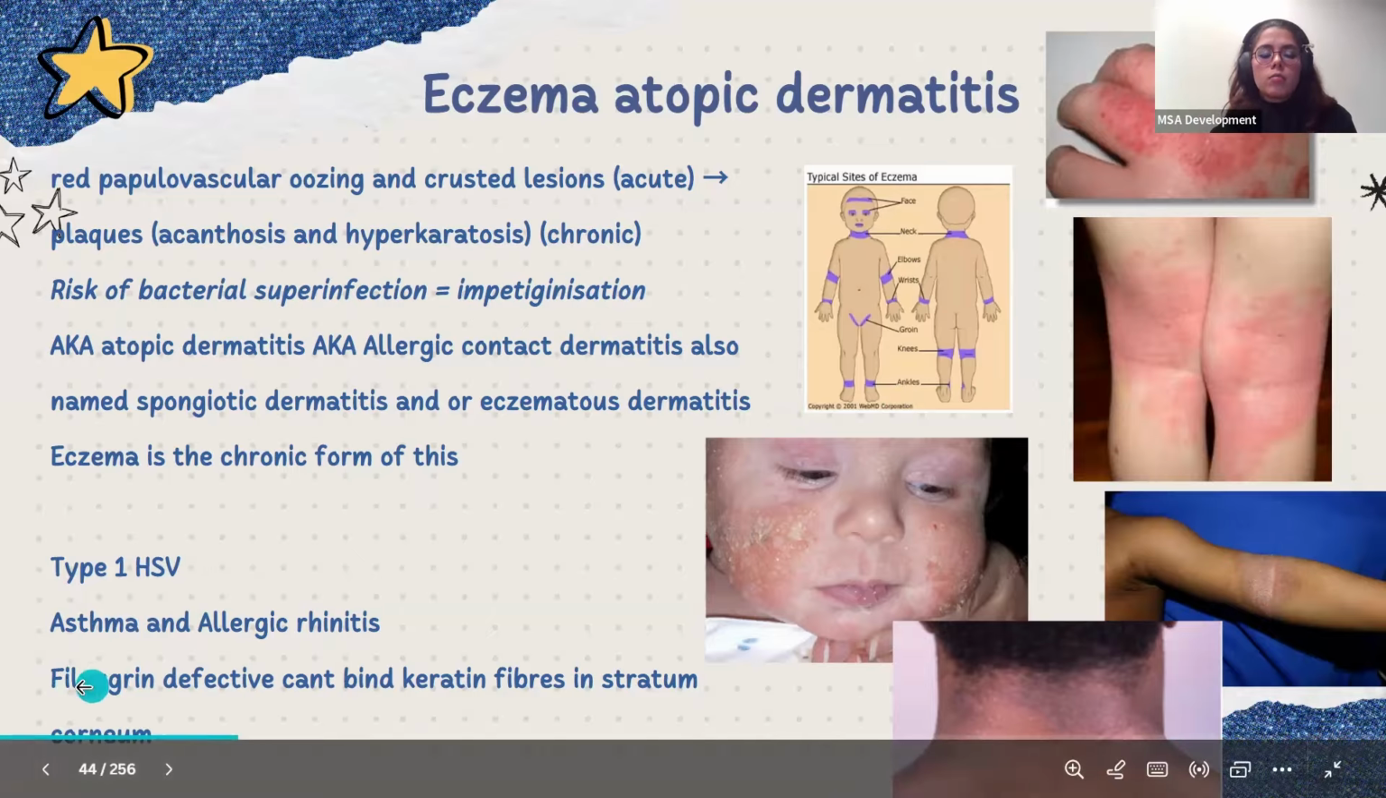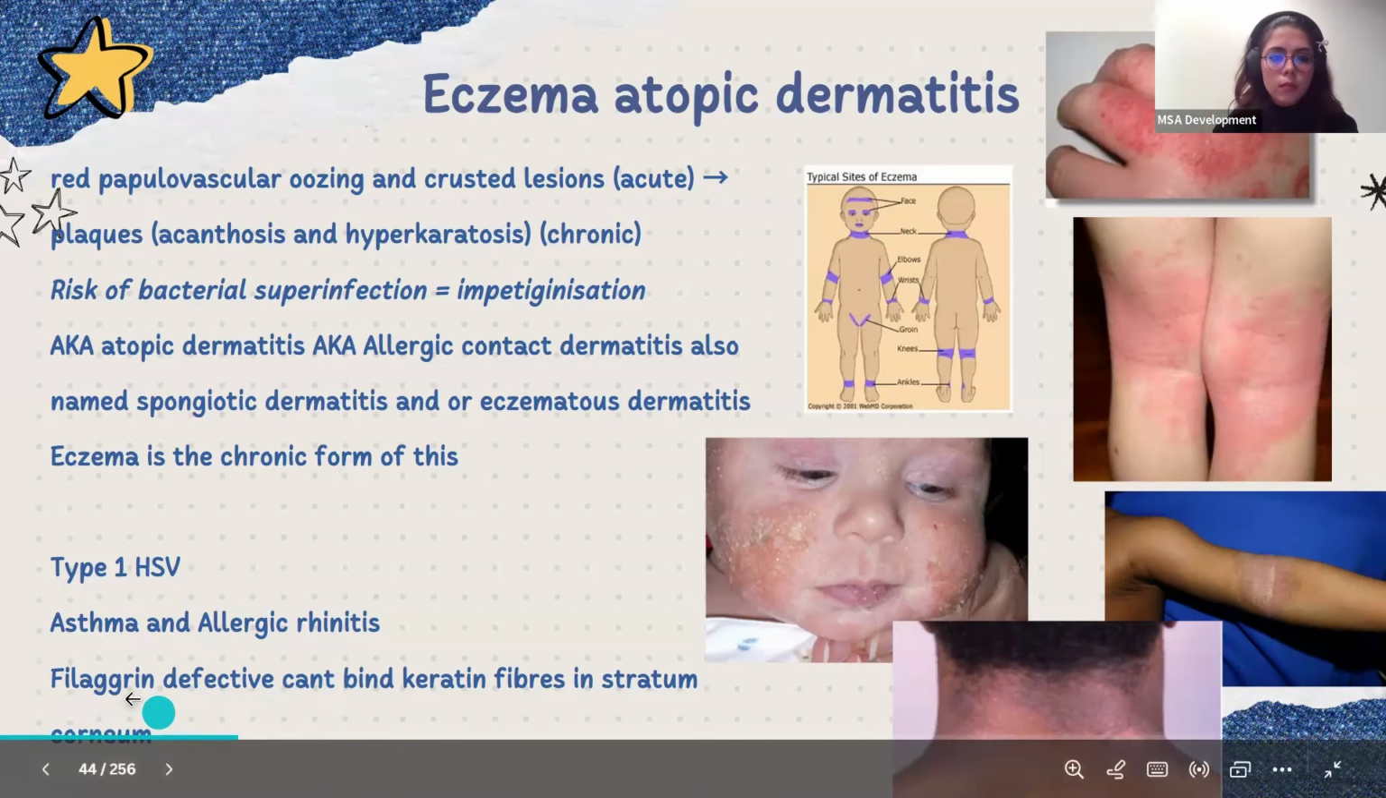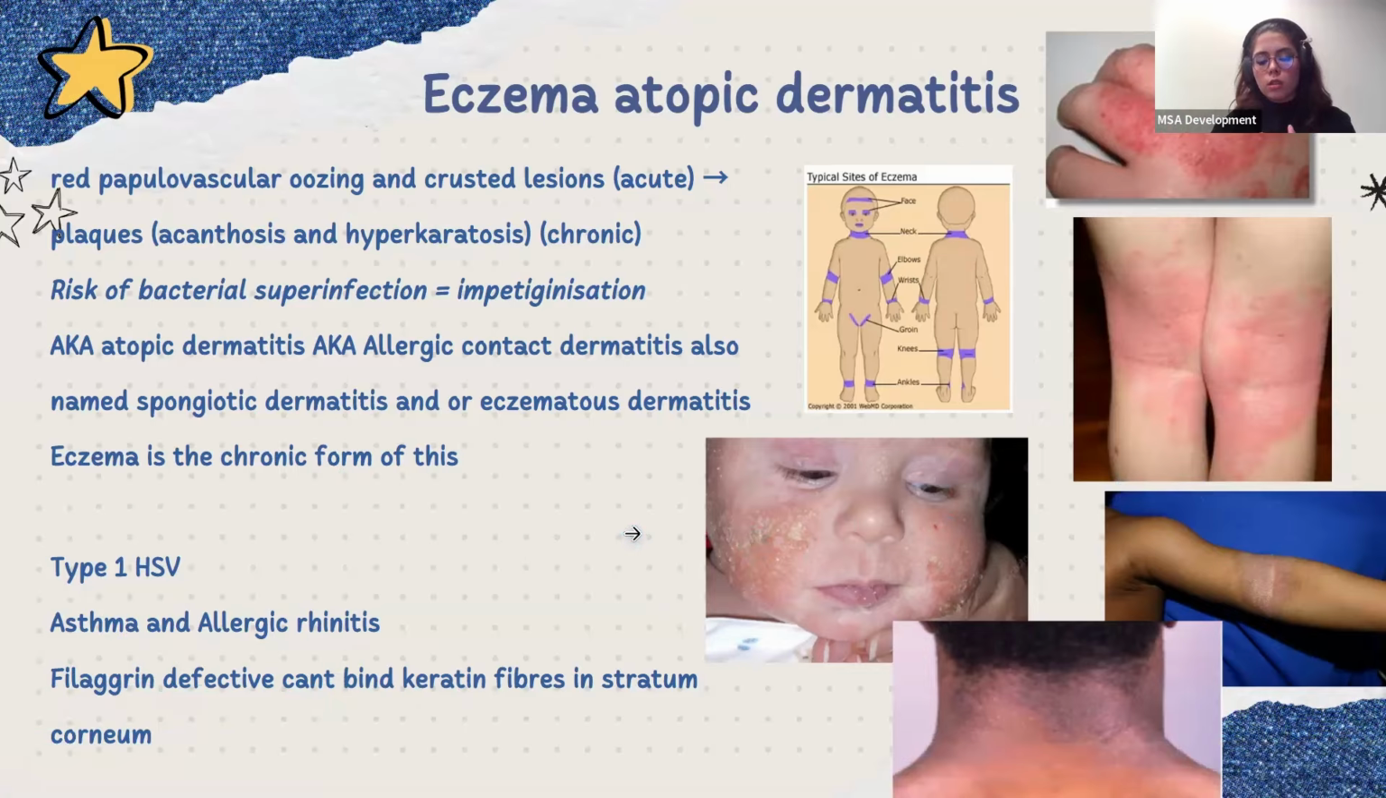There is a small pathogenesis that you need to keep in mind, which is a defective filaggrin, one of the proteins that keep cells together. It is defective, so it can't bind the keratin fibers in the stratum corneum, upper cell, so it just flakes off.